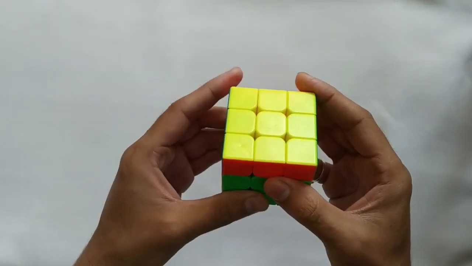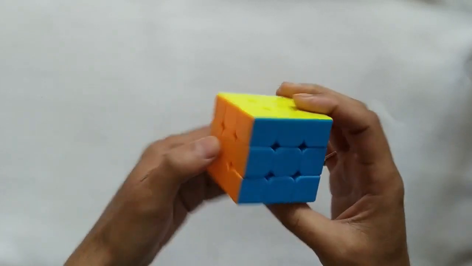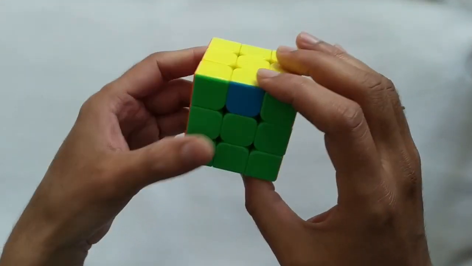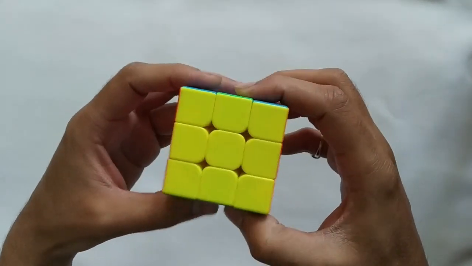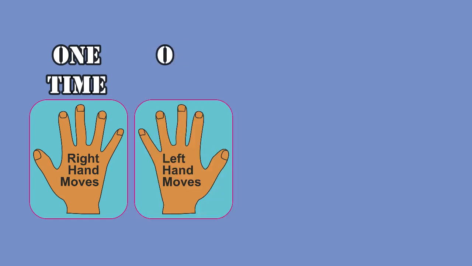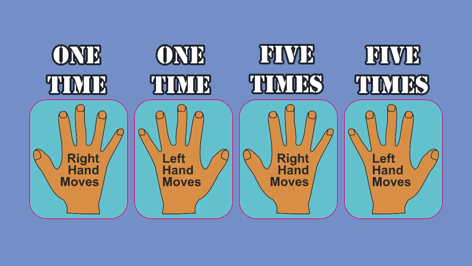If the edges are not solved correctly, repeat this step again. In the second case, where none of the edges are solved, hold the cube with yellow color facing up and use this algorithm. Right hand moves, left hand moves, again right hand moves for 5 times and left hand moves for 5 times.